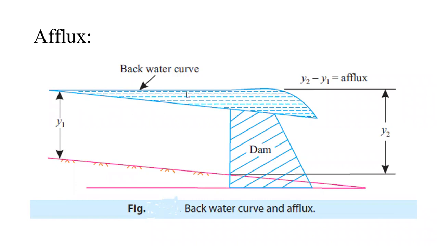Then the elevation difference between those two heights, that is y2 and y1, we can say is nothing but the afflux. So the afflux is the vertical elevation difference between the water surfaces of the actual and the elevated one. So that's nothing but the afflux.